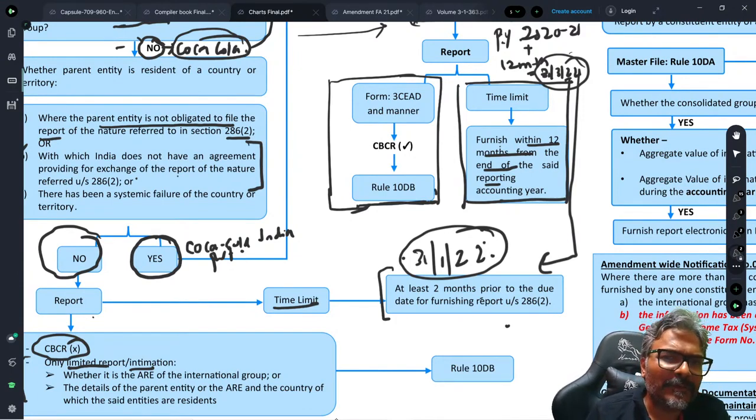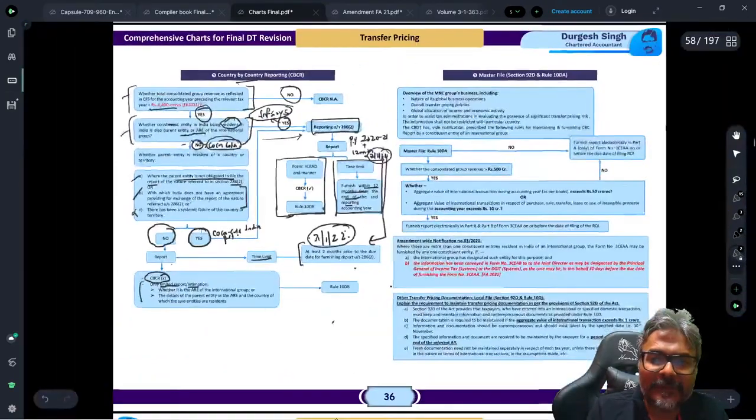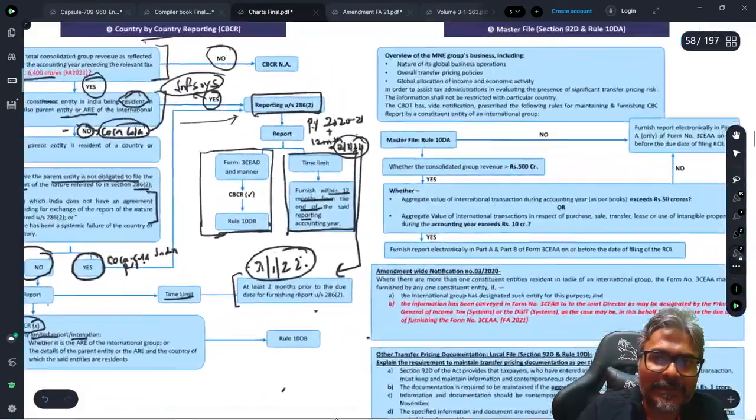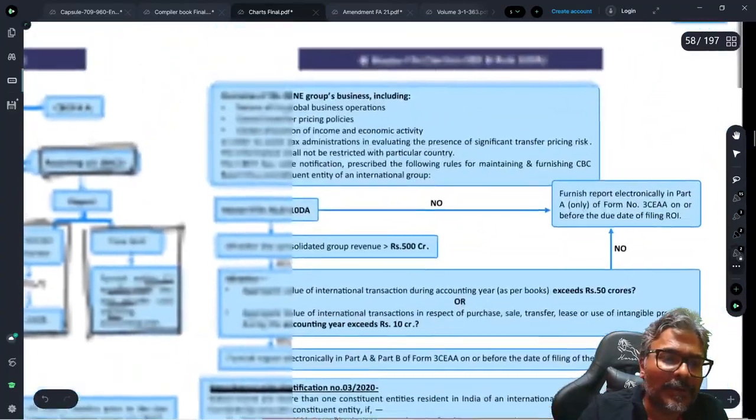Whereas in the case of the CBCR, students, there is a single monetary threshold of 6,400 crores. When it comes to the master file, students, can you see that? In the case of the master file, 92D, there is a dual monetary threshold.